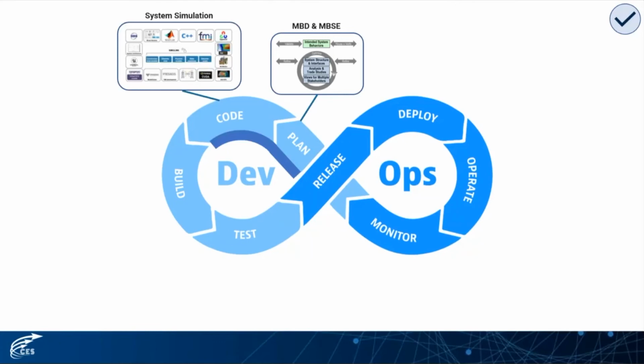You can use MATLAB and Simulink to simulate your systems and subsystems across multiple domains, including physical domain simulation. Throughout this process, you can use source control tools like GitHub and Subversion for version control.